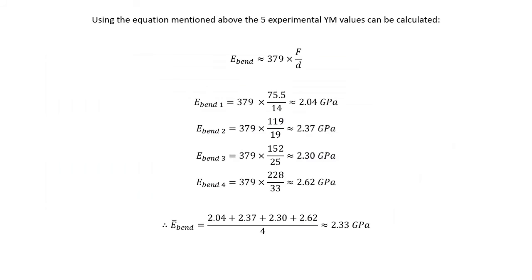And then finally, using the equation mentioned earlier, E bend is approximately equal to 379 times F over D, we calculated 4 different values from our table of results, and they were relatively close to each other, closer than we expected. And then we averaged those results and that got us the final answer of E bend, the Young's modulus of the beam, being 2.33 gigapascals.